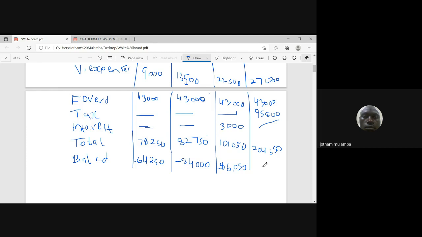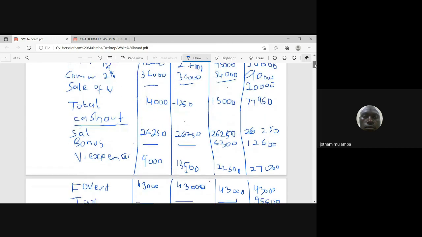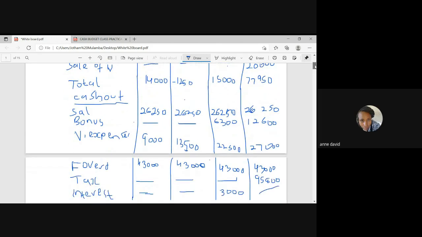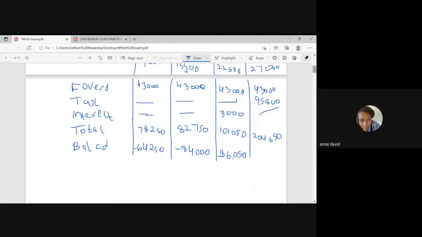Now, who will get us the closing balance? For the closing balance, we subtract cash outflow from cash inflow. So total cash inflow, 77,950 minus 204,650 is 126,700. Yes, it's negative. So that's the end, and that's how we finish up our cash budget.